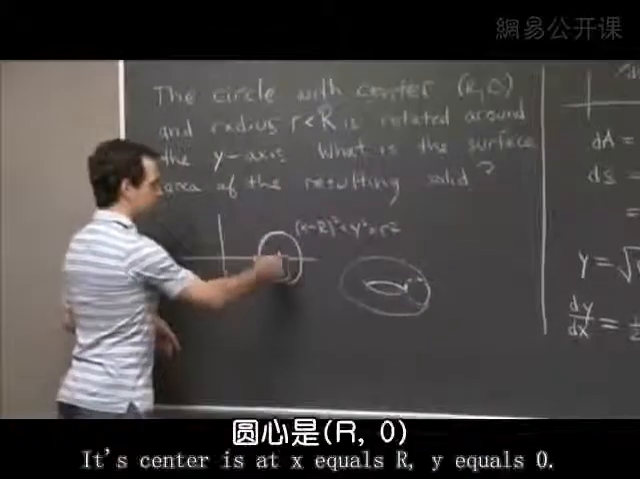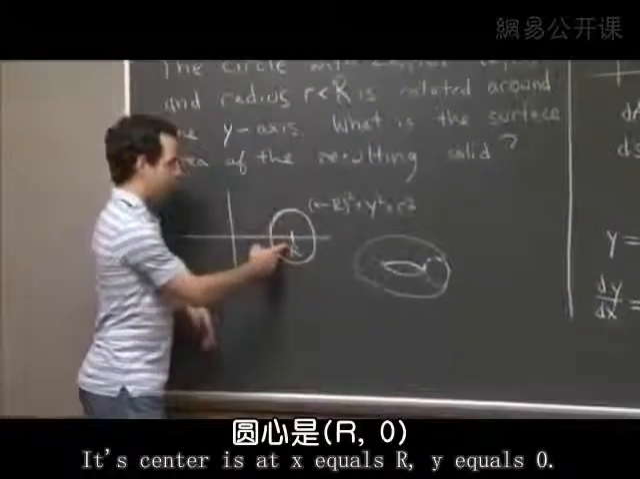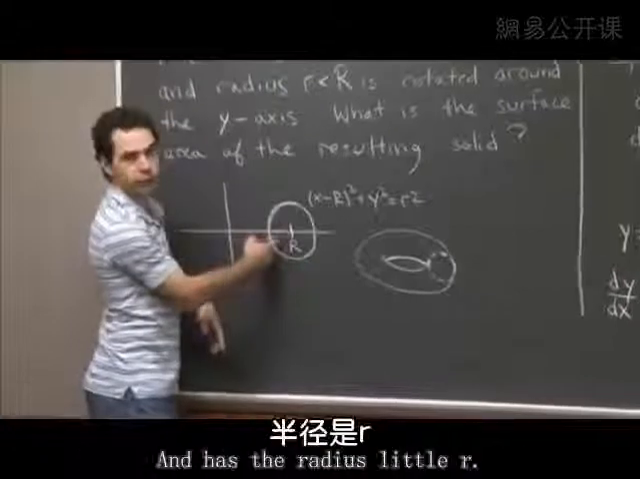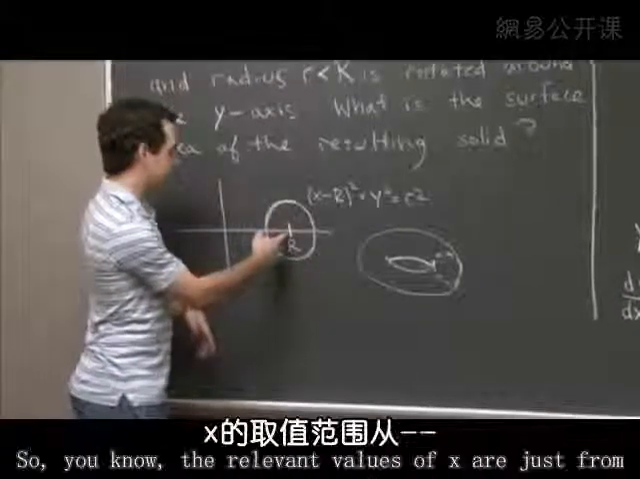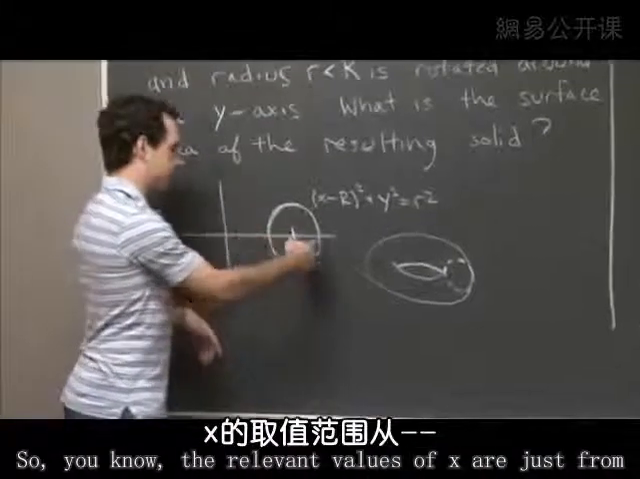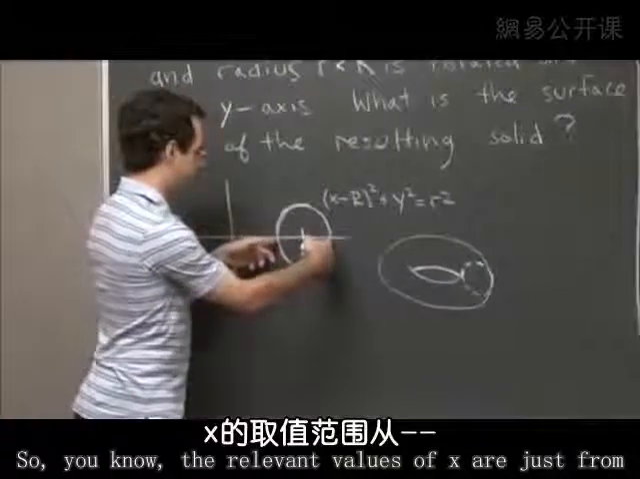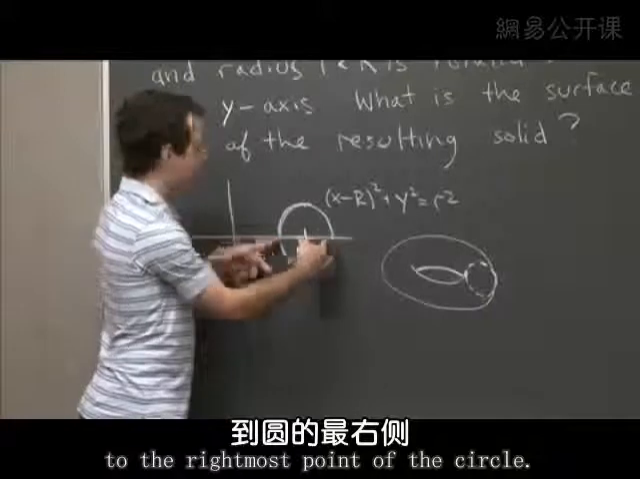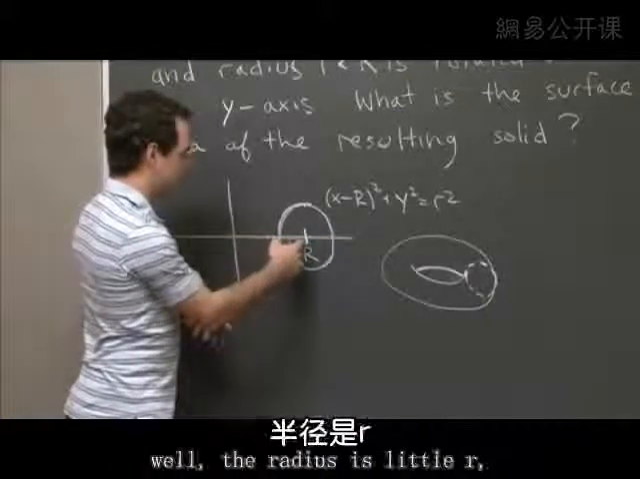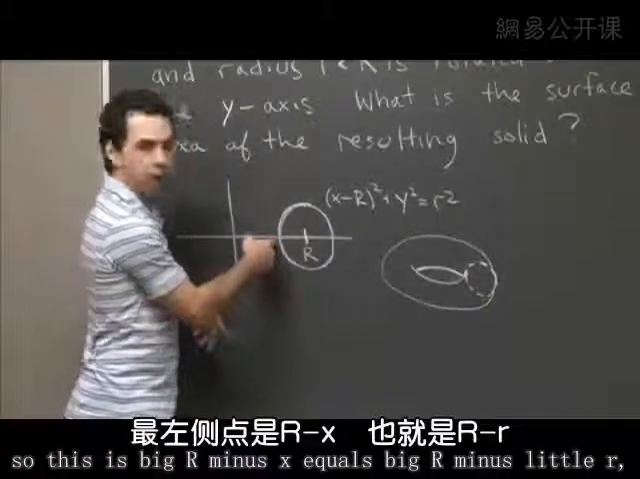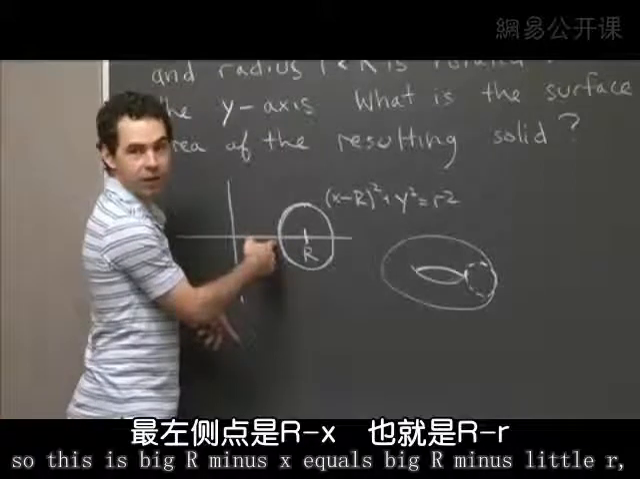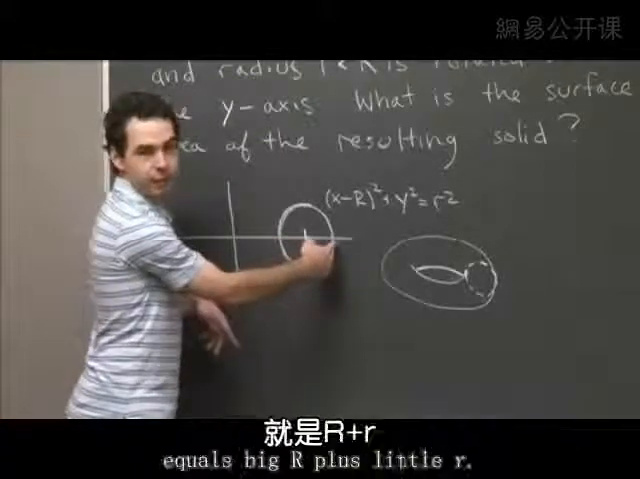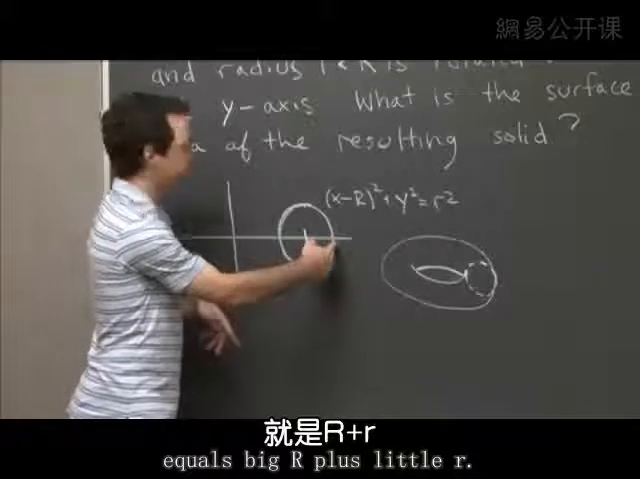We have this circle. Its center is at x equals big R, y equals 0, and it has radius little r. So the relevant values of x are just from the leftmost point of the circle to the rightmost point of the circle. And so this leftmost point is just, well, the radius is little r, so this is big R minus little r. And the rightmost point is x equals big R plus little r.